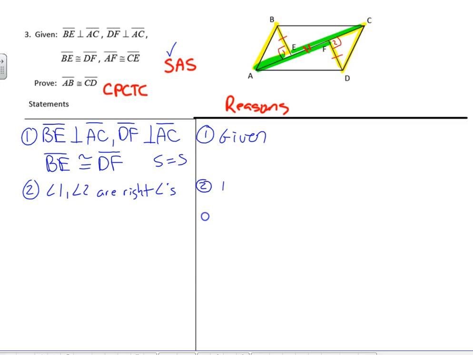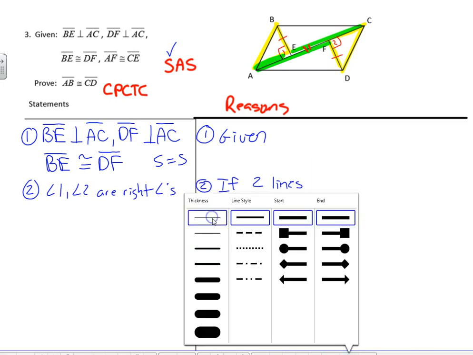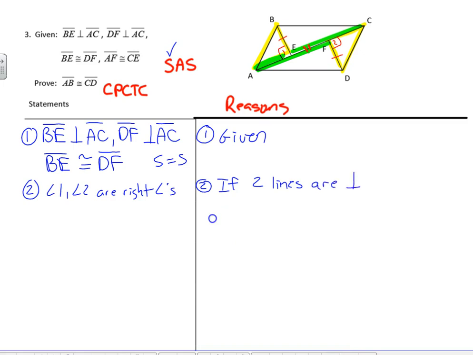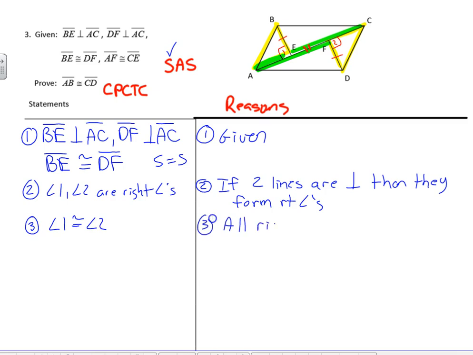So the reason is, if two lines are perpendicular, then they form right angles. Perpendicular, then they form right angles. And then we can say that those angles are congruent. So angle 1 is congruent to angle 2, which is all right angles are congruent.